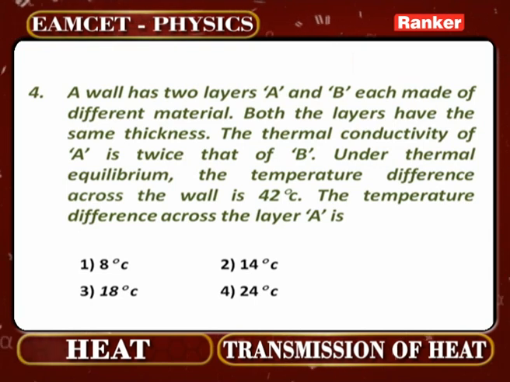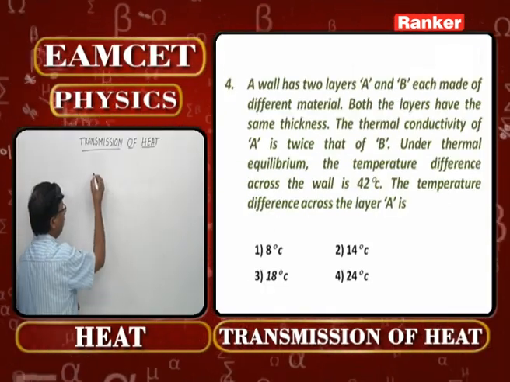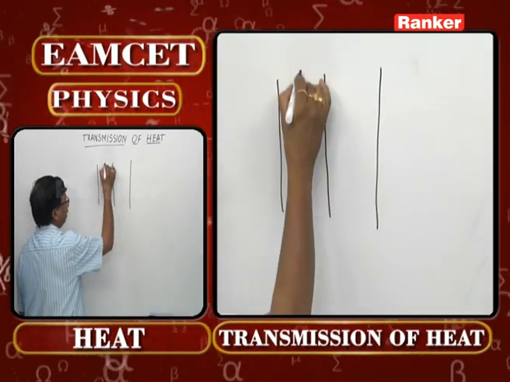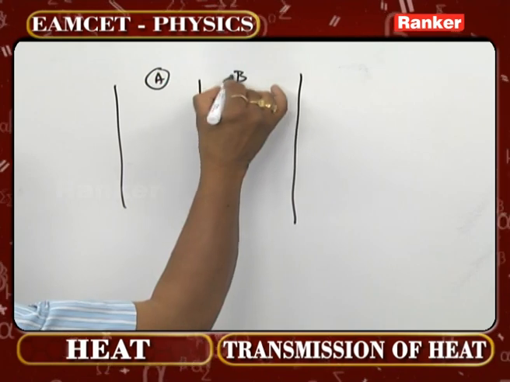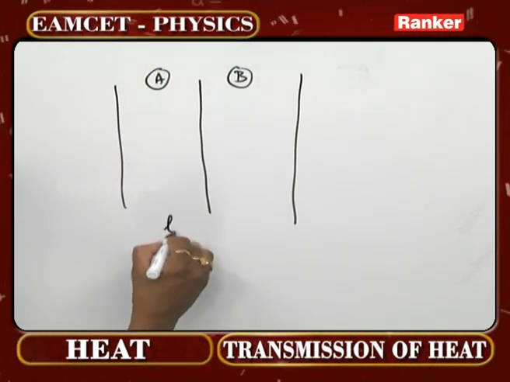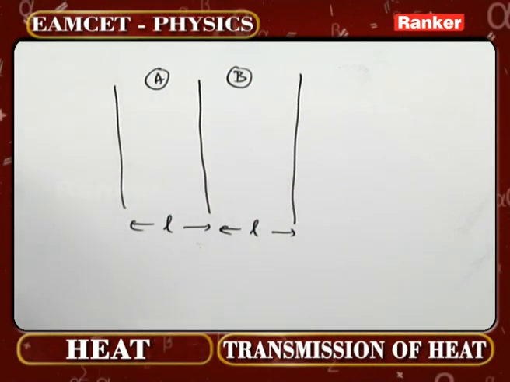That is the concept. This model question has been asked several times in different entrance examinations, including Eamcet. That is one. So first and foremost, this is the wall what I am considering. And he is talking about A is one layer and B is the other layer. Both are having the same thickness he has given. That means L over here is same in both the cases. That has been mentioned very clearly there.